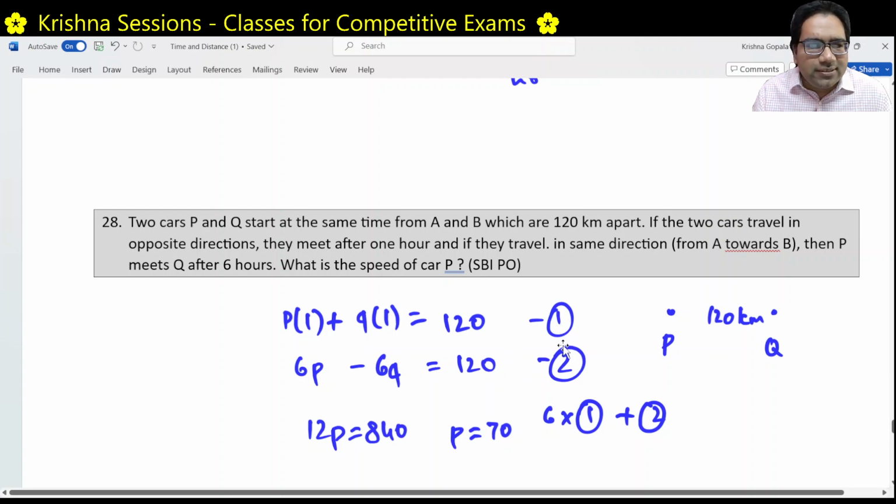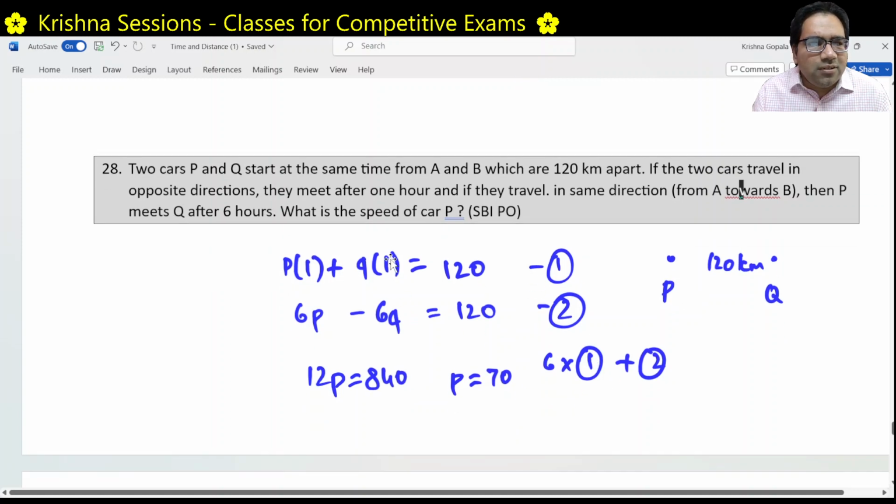We multiply equation 1 by 6, and then we add both of them. 6 into (1 plus 2): the Q terms get cancelled, and then 6P plus 6P, 12P is equal to (6 plus 1), 7 into 120, right? 7P is equal to 7 into 120, so that is 840. P is equal to 70. What is P? P is the speed of the first car. Right? P is equal to 70.